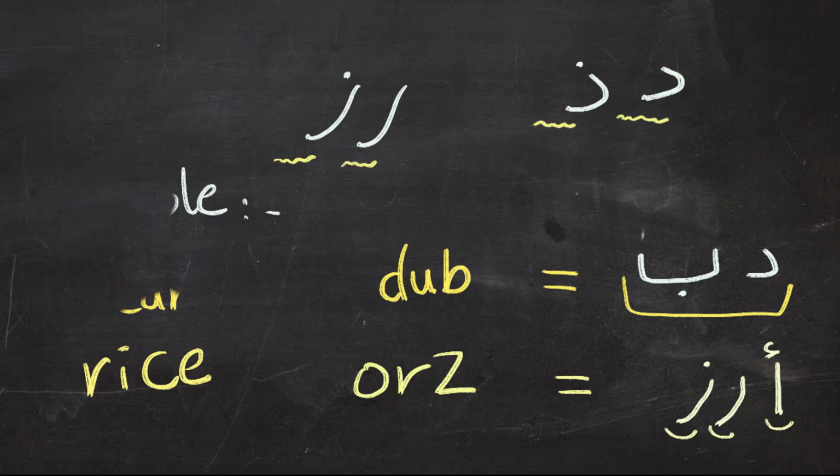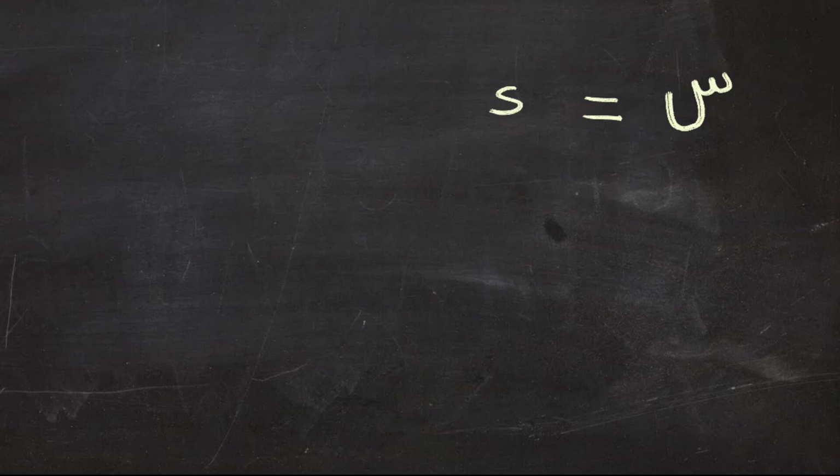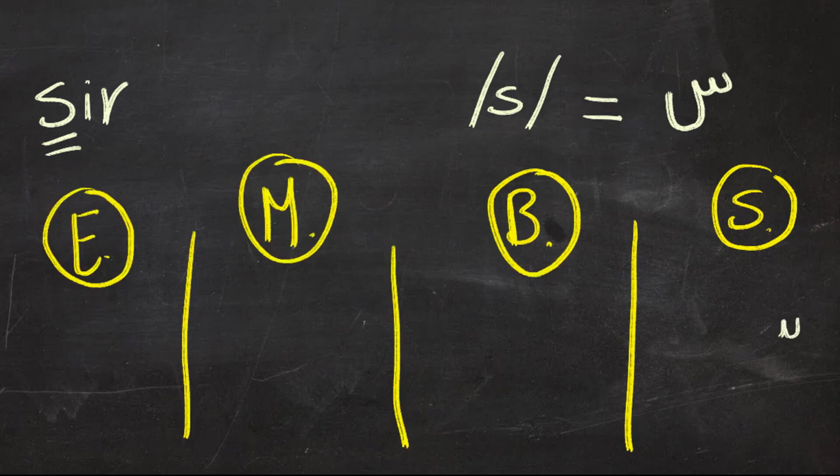Moving on to the next 4 letters that we will be focusing on in the second half of lesson 2. These are sin, sheen, sod, dod. And we're going to start with the first one, sin. From the sound of it, you can already guess that it is the S sound, like in the word sir. It is very similar to it. No problems there. Easy peasy. The 4 positions are as follows.